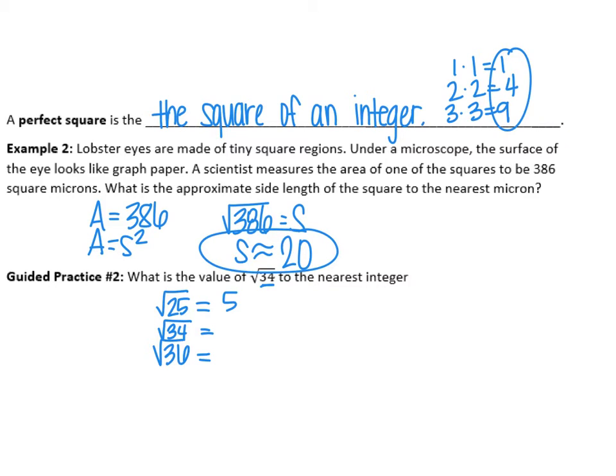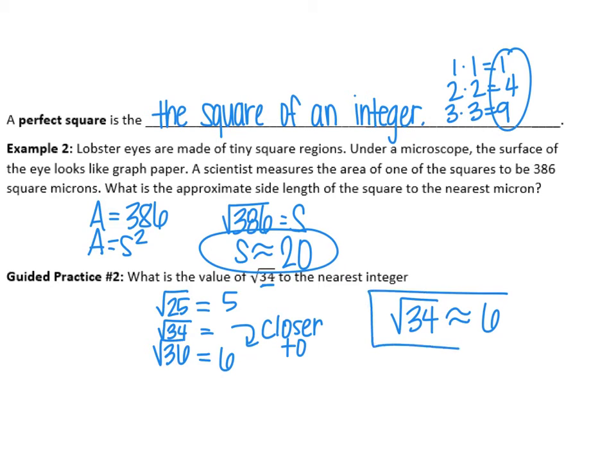It happens that the square root of 34 is closer to the square root of 36, so it means that it's going to be closer to 6 than it will be to 5. So the square root of 34 to the nearest integer is going to be approximately 6.